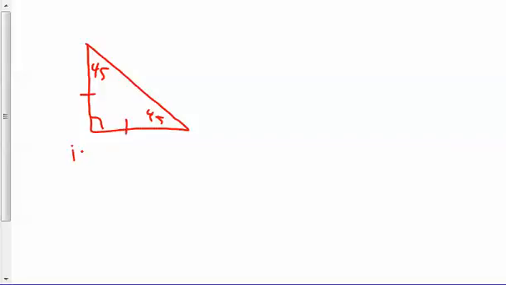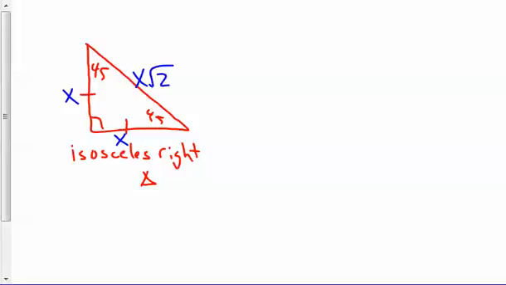It is an isosceles right triangle. Okay? An isosceles right triangle. This always has the ratio x, x, because the angles are the same, so these two sides have to be the same. And the hypotenuse is always x root 2. That's a general ratio, right?